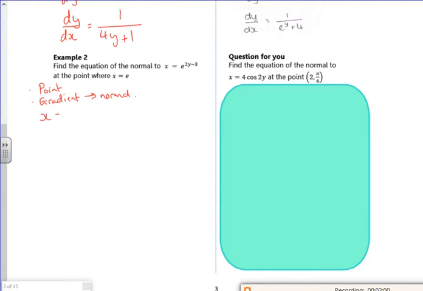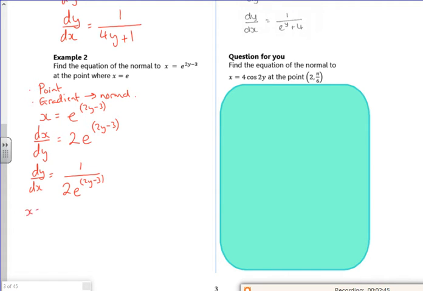So I've got x is e to the 2y minus 3. If I differentiate it, x is on the left, dx, y is on the right, dy. Remember, if you're differentiating e, just differentiate the bracket, so that's 2, and then write down the original function. Right, so if I flip it now, then dy by dx is 1 over 2e to the 2y minus 3. I could have written that as a half times e to the power of minus 2y minus 3, but we'll leave it there for now.